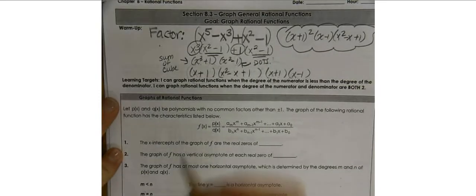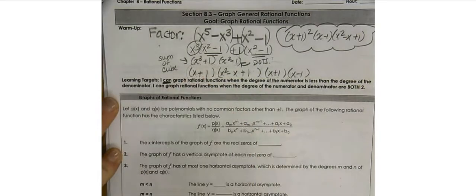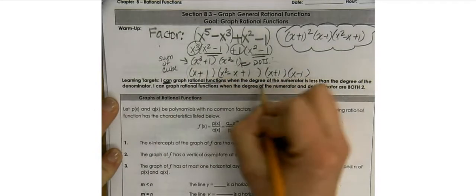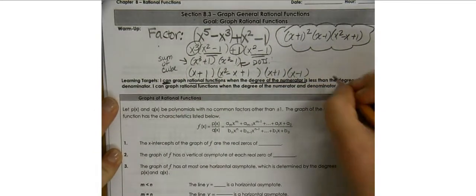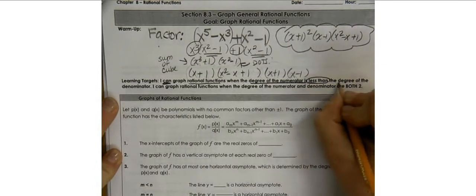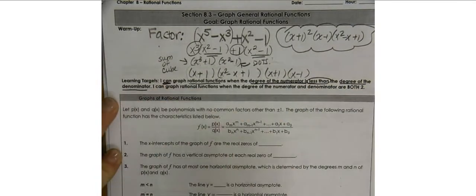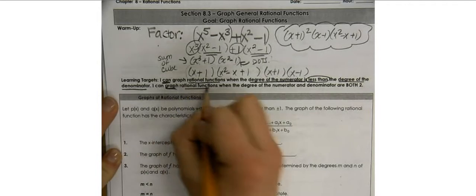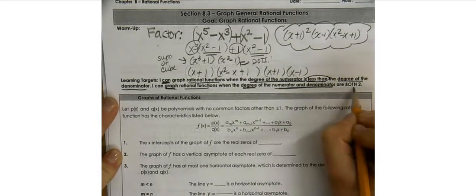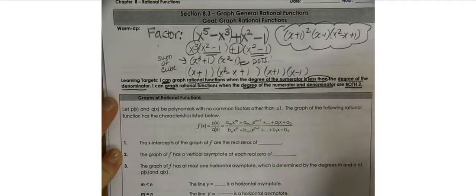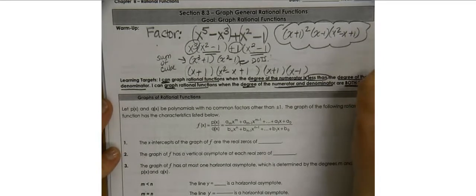All right, here we go with our lesson. Our learning target for today is to be able to say, I can graph rational functions when the degree of the numerator is less than the degree of the denominator. And I want you to be able to say, I can graph rational functions when the degree of the numerator and denominator are both 2. So we might have a quadratic over a quadratic. So the degree is going to both be 2.